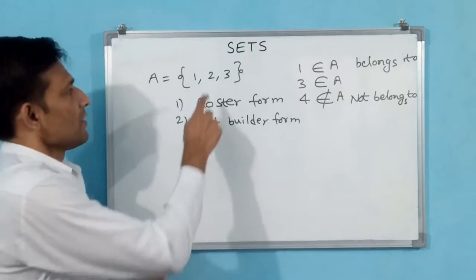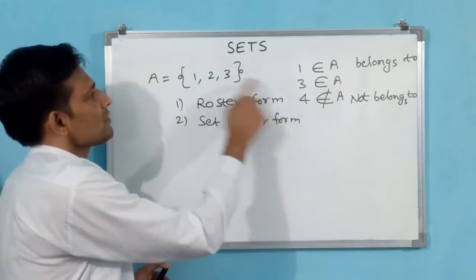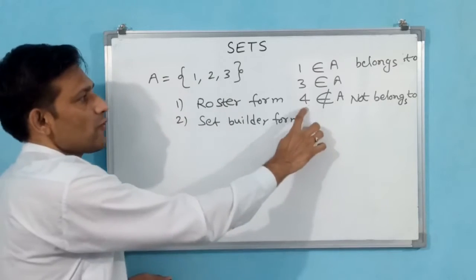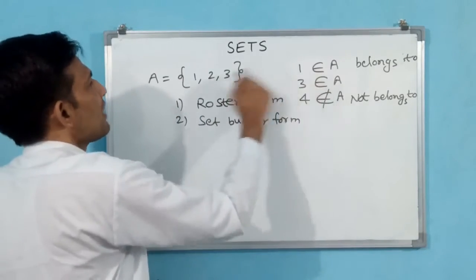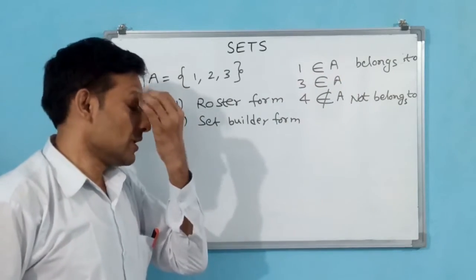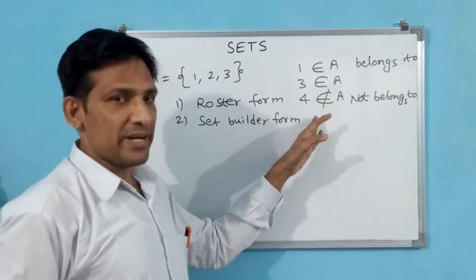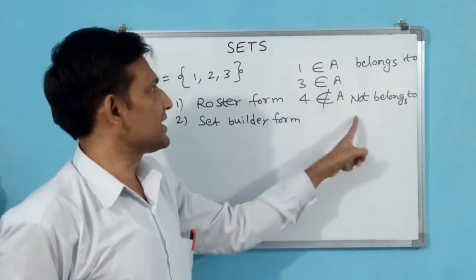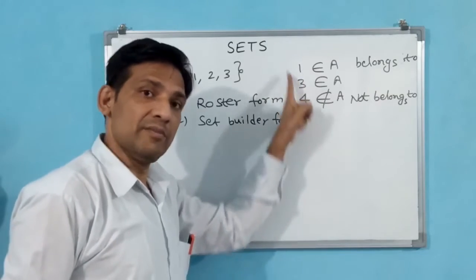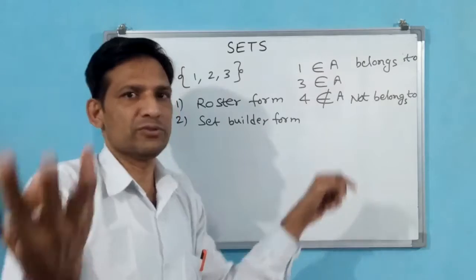See here, 1, 2, 3 all belong to set A. But 4 does not belong to set A. That is why 4 does not belong to A. 3 belongs to A, 1 belongs to A. Like that we have to write. This is the notation. That means the left side are elements, the right side is the set. One set may contain several elements, or even a single element, or even no element, the null set.